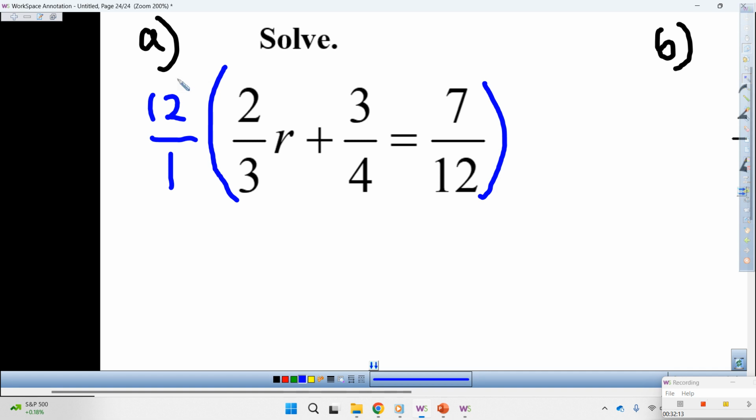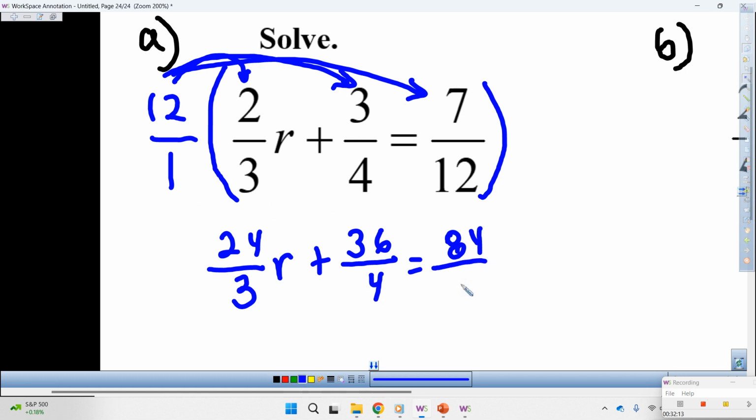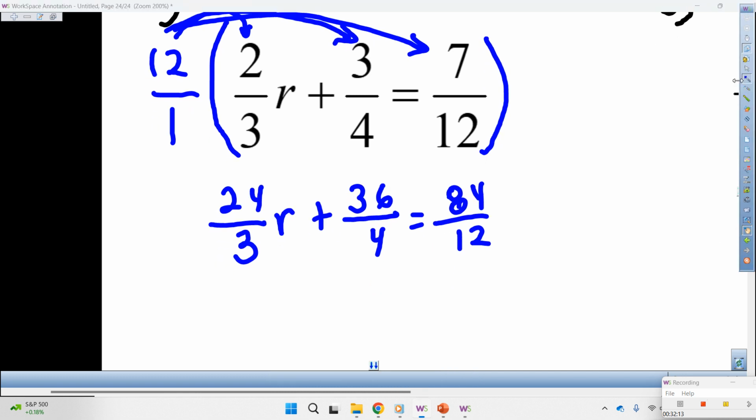Here we go. What is 12 times 2? 24 over, what is 1 times 3? 3, and then we write the variable r, plus 12 times 3, 36, and what is 1 times 4? 4. Next, 12 times 7, that is 84, over 1 times 12 is 12. And check this out. Look at the next step.